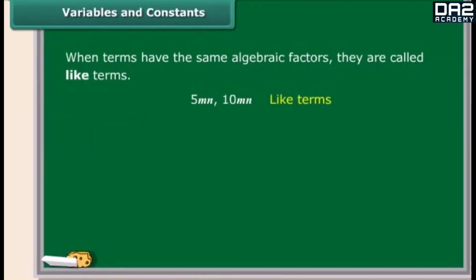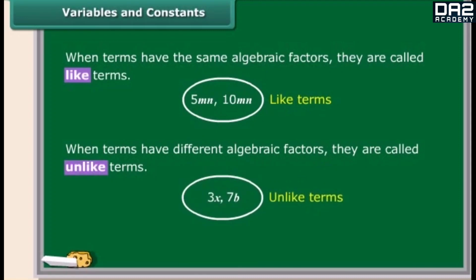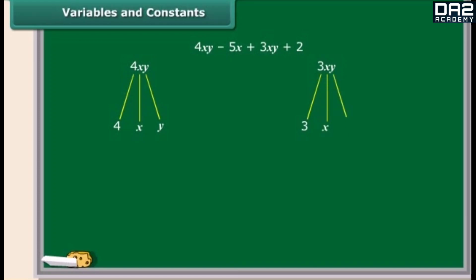When terms have the same algebraic factors, they are called like terms, and when terms have different algebraic factors, they are called unlike terms. Let us see an example. We have an expression 4xy minus 5x plus 3xy plus 2. Now, look at the terms 4xy and 3xy. The factors of 4xy are 4, x and y. Likewise, the factors of 3xy are 3, x and y.